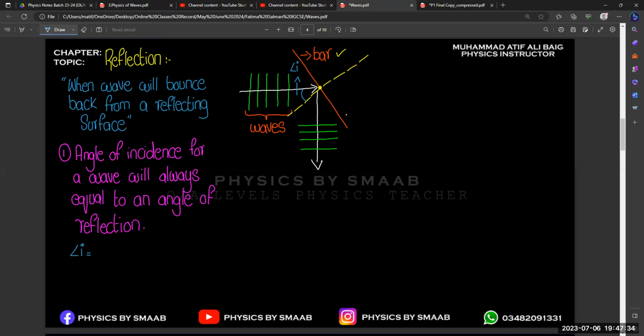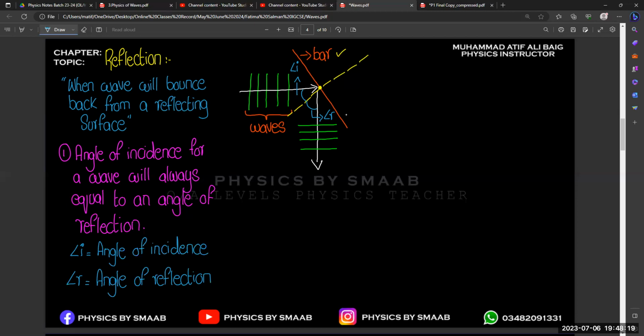So if you measure it with a protractor or the compass, that will give you the same value, that is the angle of reflection. So I means incidence, and that R will give you the value of the angle of reflection. So that is the concept of angle of incidence and angle of reflection. That will always be equal, right?